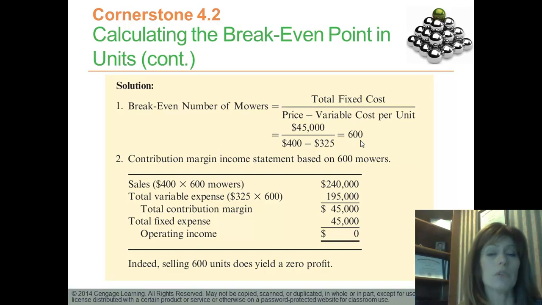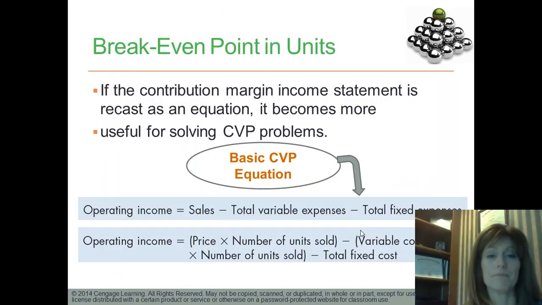So now we prove that by putting 600 back into our income statement. You'll see we take 600 times our price, 600 times our variable cost, which gives us a contribution margin of 45, our fixed expenses are 45, and boom, our operating income is 0. So the nice thing about break-even is you can always check your work and make sure that you did it right.